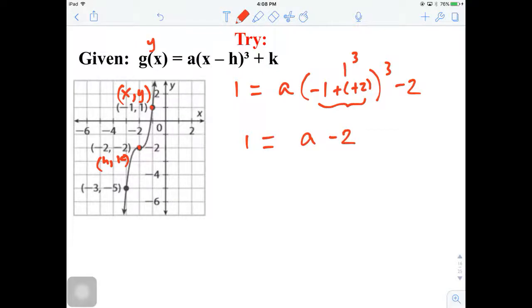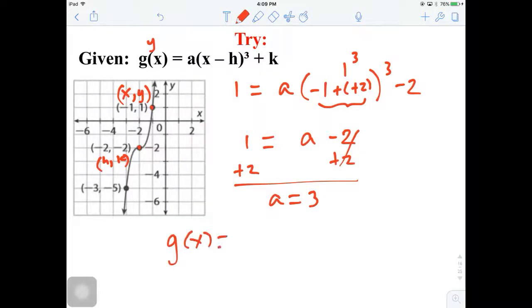That's a very easy problem in math. So we're going to add 2 to both sides to solve for a. So we have a equals 3. So now the final equation is g of x equals 3 times x plus 2, cubed, minus 2.